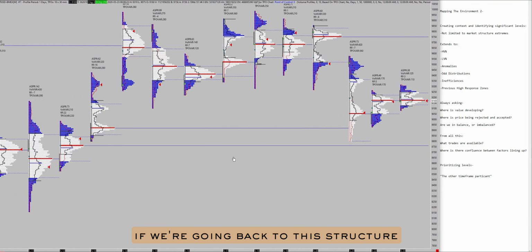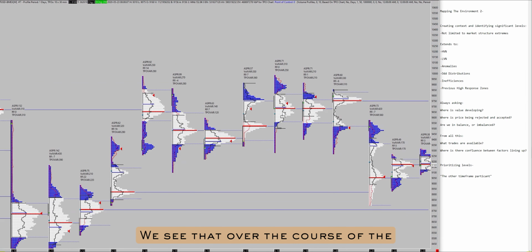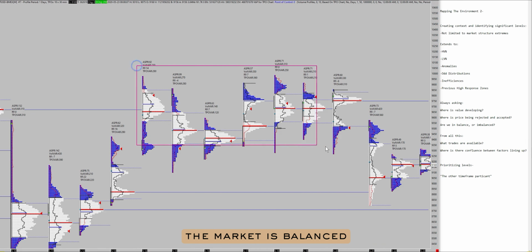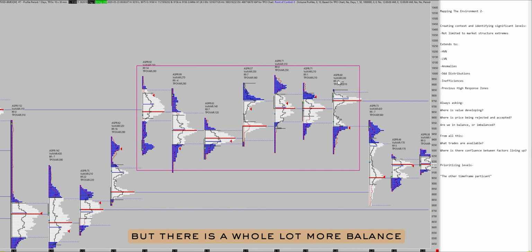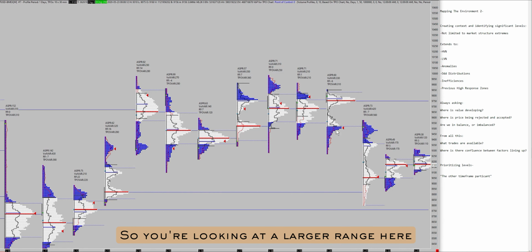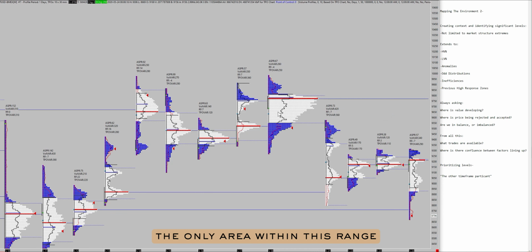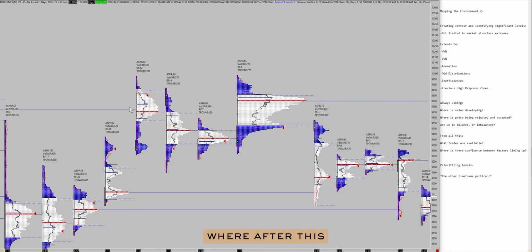If we're going back to this structure over here, we'll highlight this structure right here. We see that over the course of these 7 days, the market is balanced. Market is balanced, but there is a whole lot more balance within the last 4. So you're looking at a larger range here, but more importantly, within more recent context, you're looking at the only area within this range where, after this value migration downward, the market really was balanced out. So we had value area 4 times in a row within the same level.